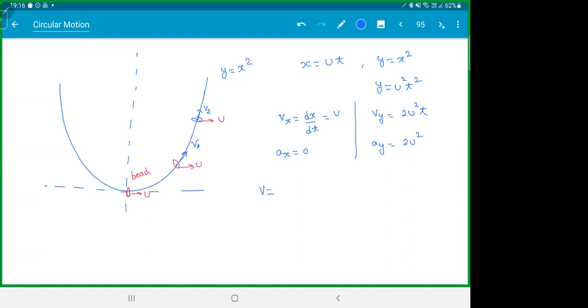Therefore, the speed at any instant will be root over vx square plus vy square. So that comes out to be root over u square plus vy square. I can write this thing as 2u square t. Can I leave it in u only? So that will be 4u power 4 t square. I'll keep it as vy only. There I got the speed, and I got the acceleration. Now look at this motion, how it looks.